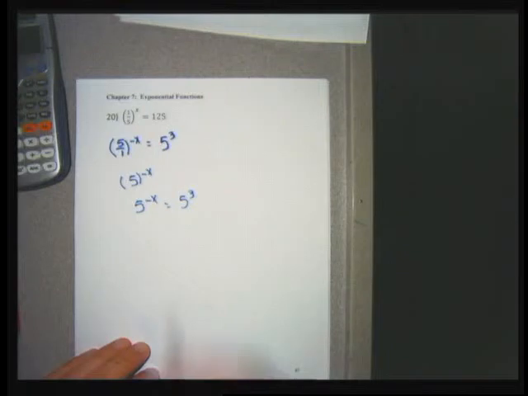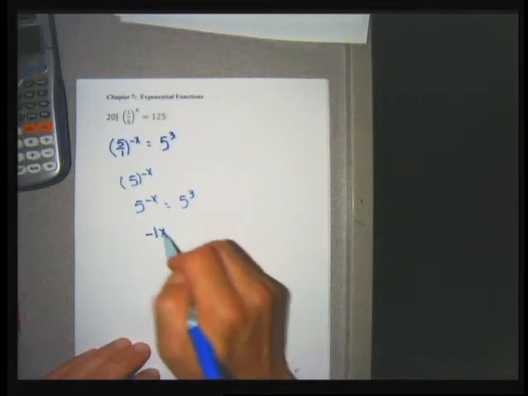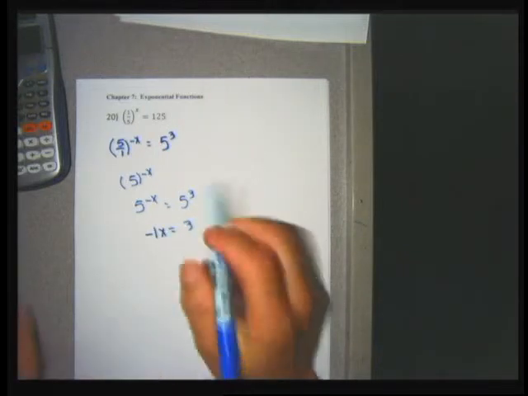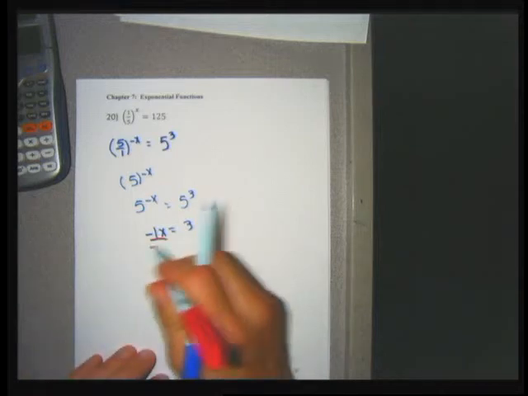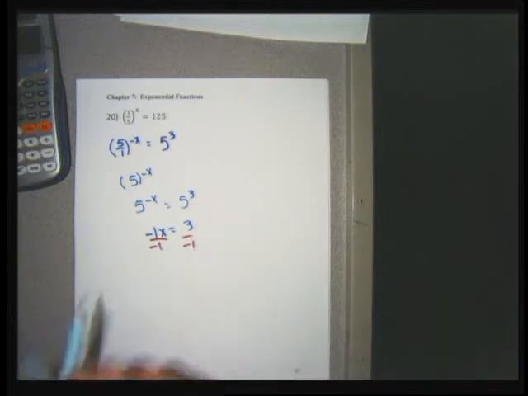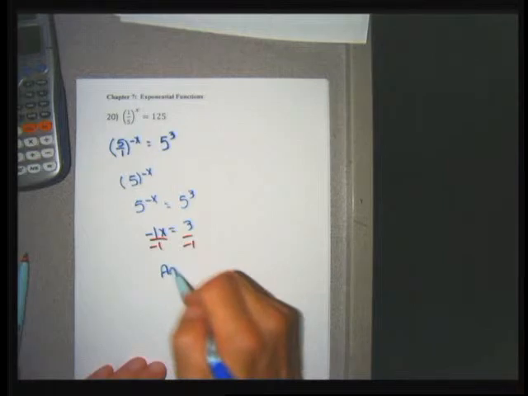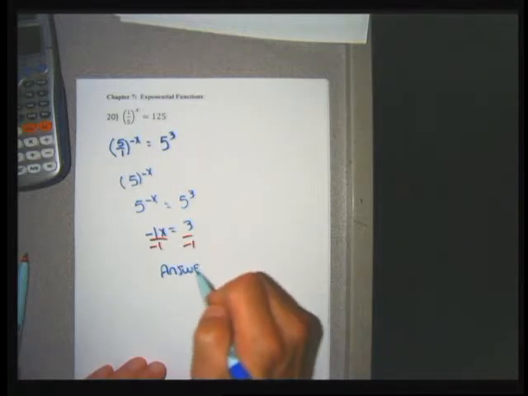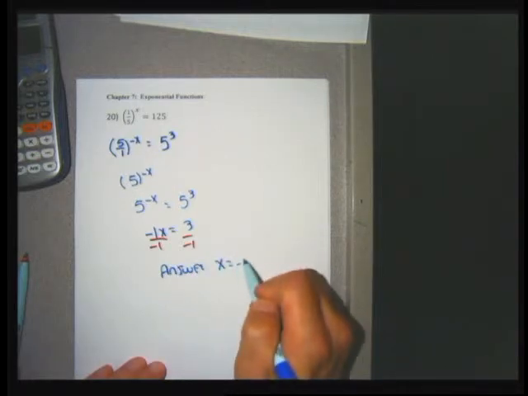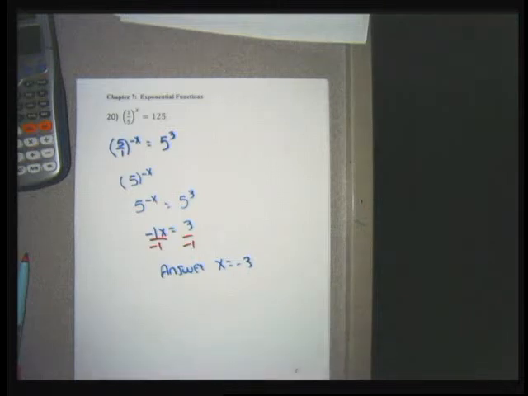And then I set the exponents equal to each other. That's when I introduce the 1. All these are equal to negative 3. I get my answer of x equal to negative 3. I won't check this one, but it'll check again if you care to.